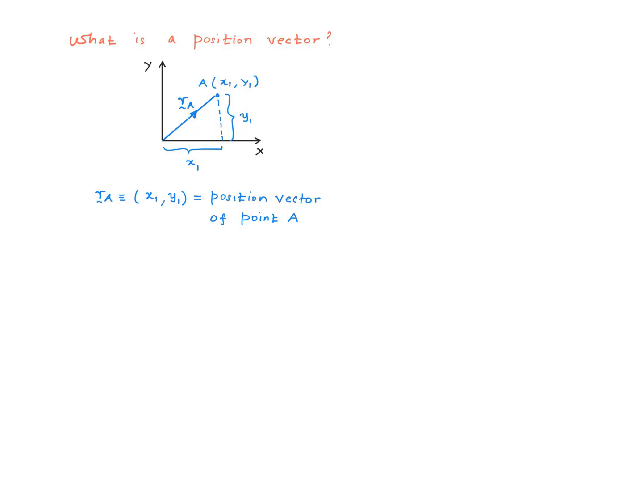Let's consider 2D for now. So in this 2-dimensional space, let's say there's a point A, which has coordinates x1 and y1 with respect to this 2-dimensional Cartesian coordinate system. Now if I were to draw a line connecting point O, which is the origin of the coordinate system, to point A, and call that vector RA, vector RA is what is defined as the position vector of point A.